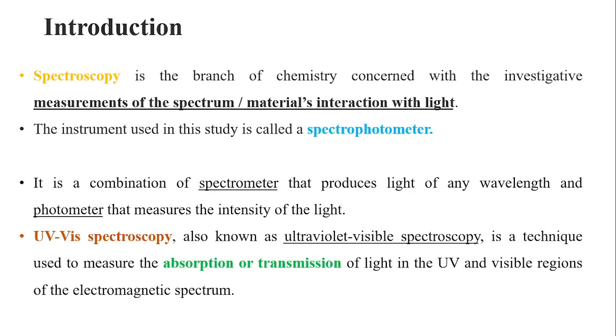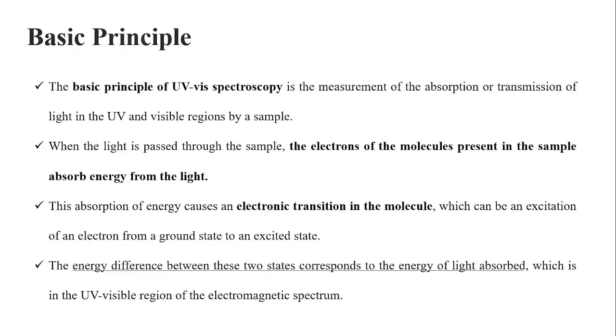Here in UV visible spectroscopy, which is also known as ultraviolet visible spectroscopy, absorption or transmission of the light that is produced by the spectrometer is measured. The basic principle of UV visible spectroscopy is the measurement of absorption or transmission of the light in the UV and visible regions by the sample.